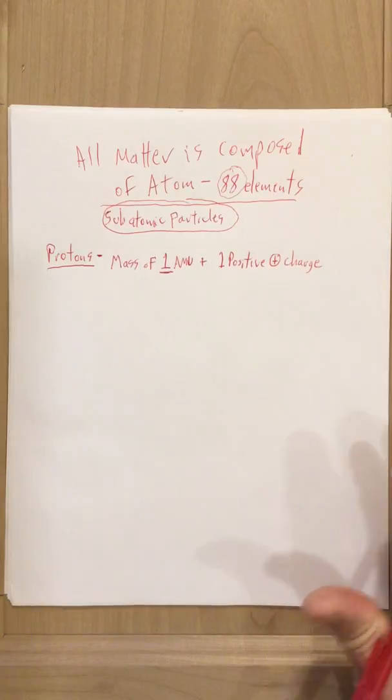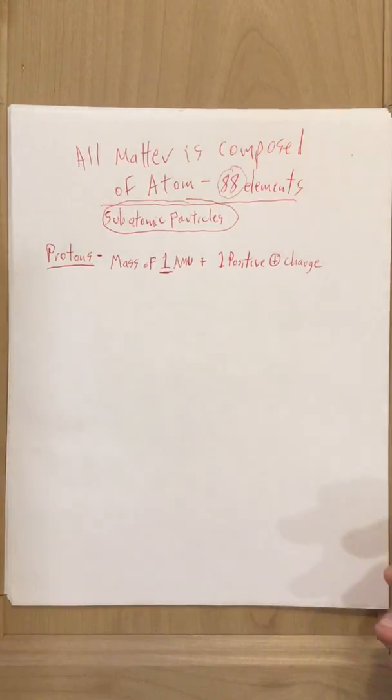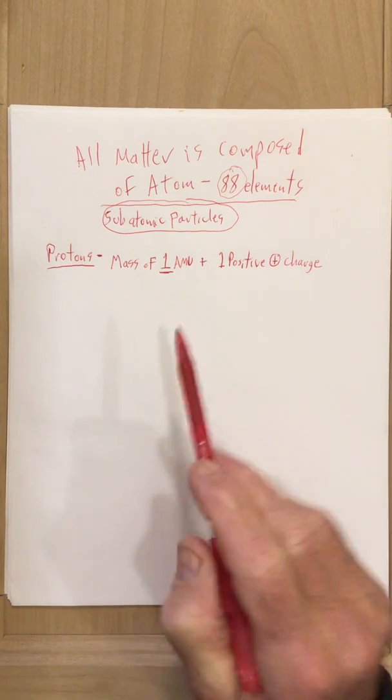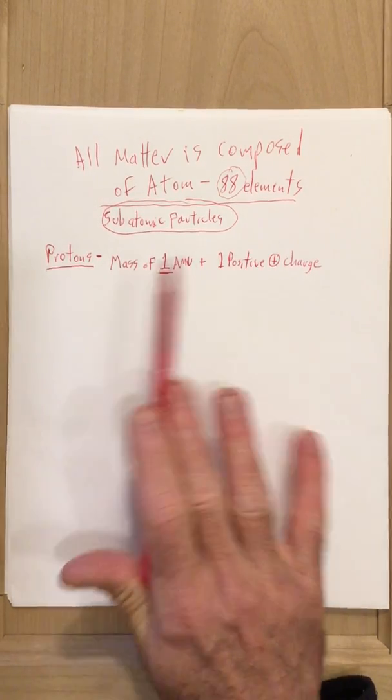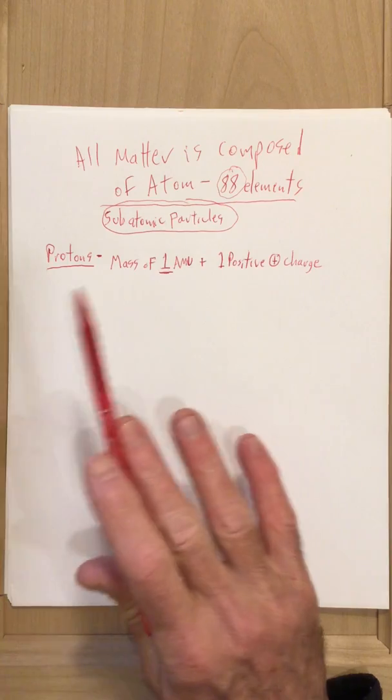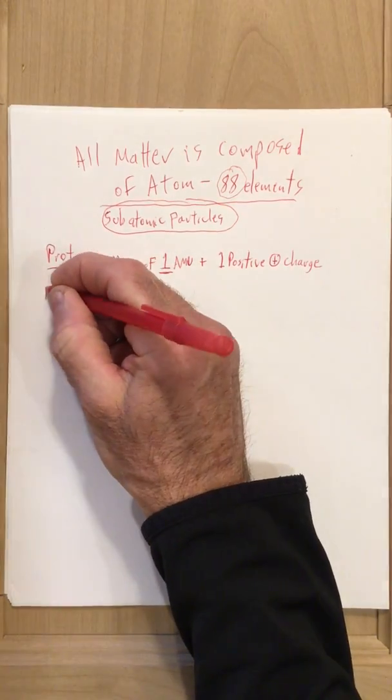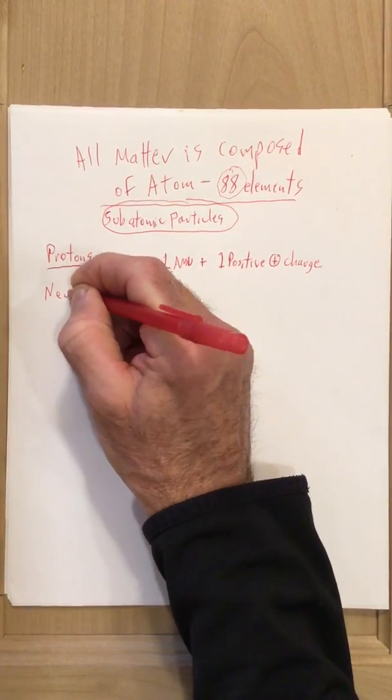So protons, in every case, are going to count. You're going to use protons to count the mass of the atom, and you're going to use protons to figure out the charge of the atom, because the proton's the only thing that has both mass and charge. The other particles are going to have one, but not the other.